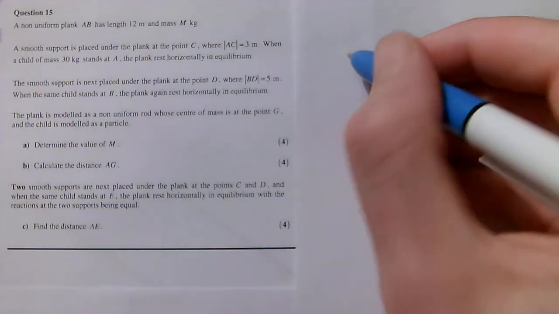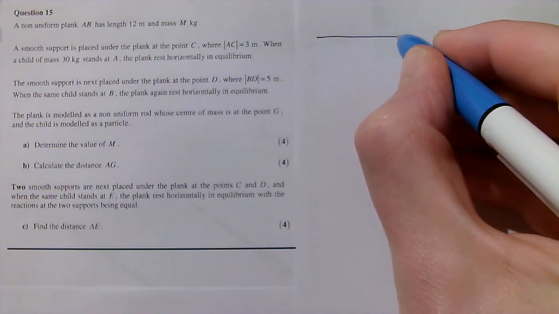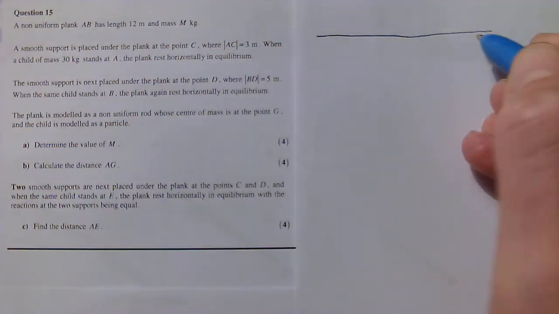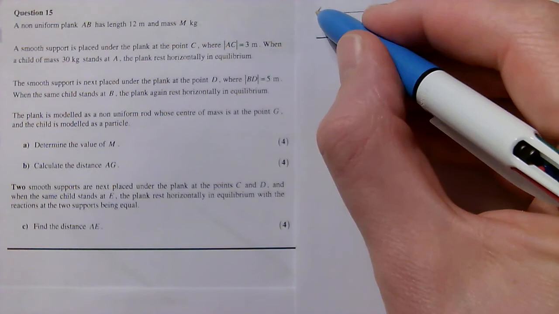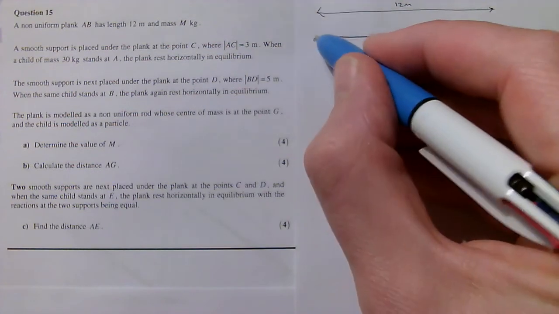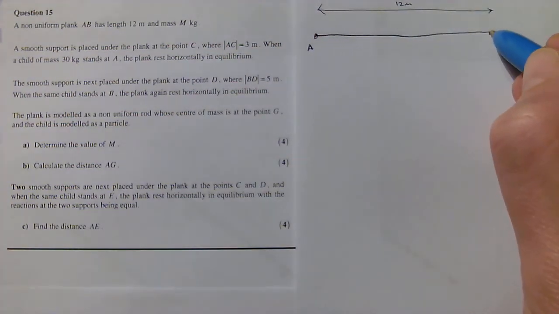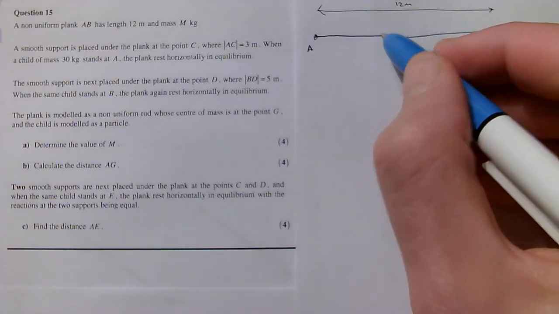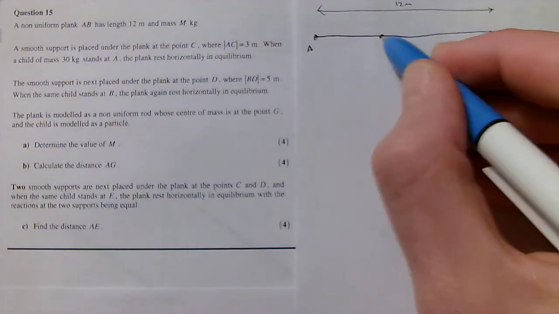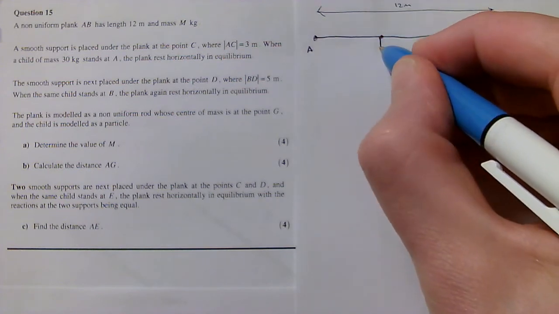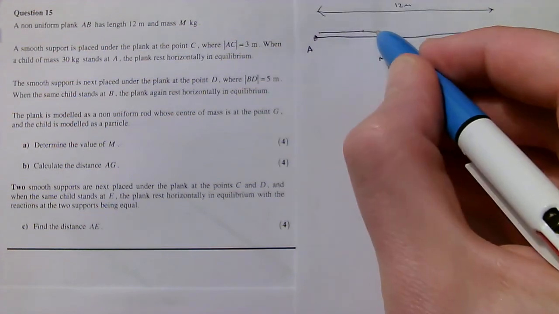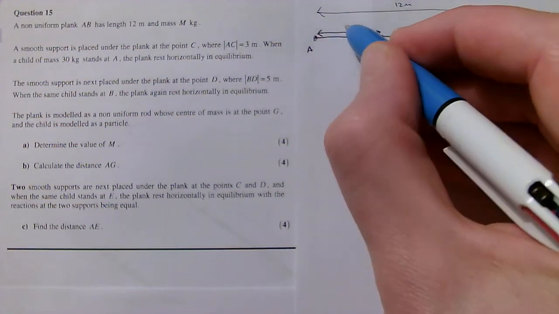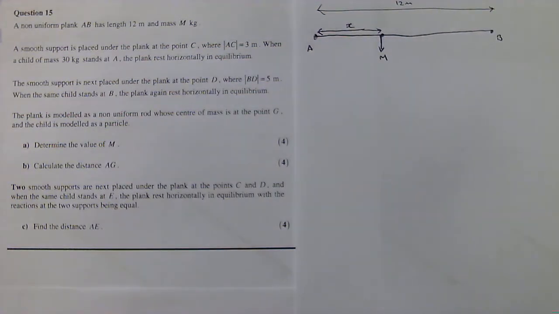Okay, so we've got a non-uniform plank, which I'm just going to draw here. And we know that it's 12 metres long. And here's my point A, and here's my point B. It's non-uniform, so I'm going to just put the mass somewhere here. I don't know where it goes, but I just don't want to put it at the centre. There's my mass, and what I'm going to do is define that centre of mass as a distance of x away from A.